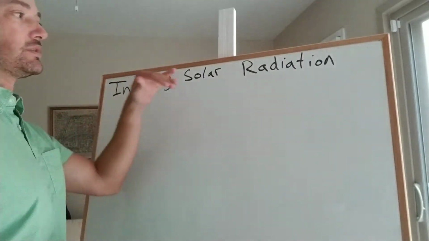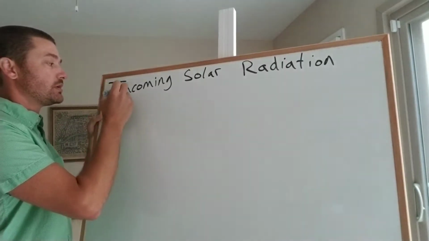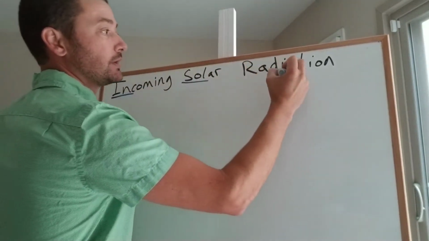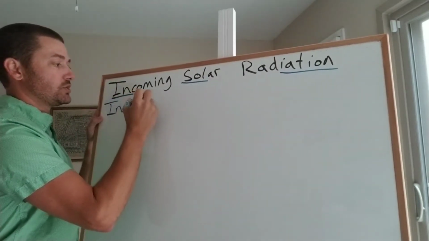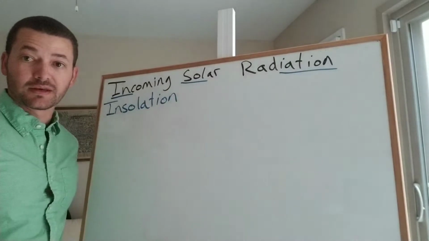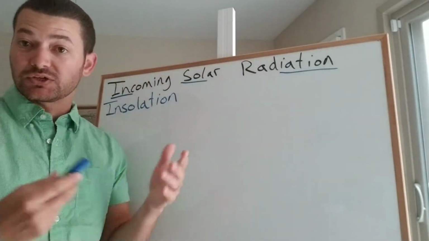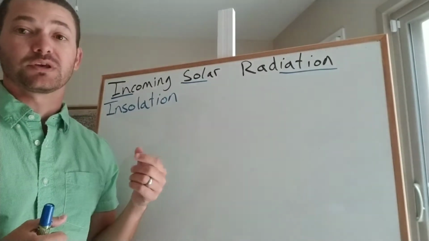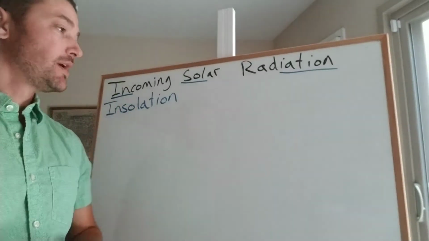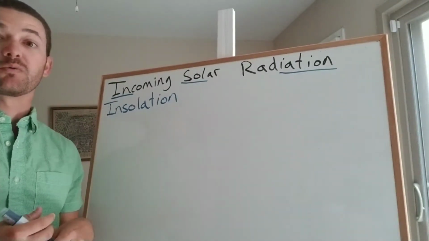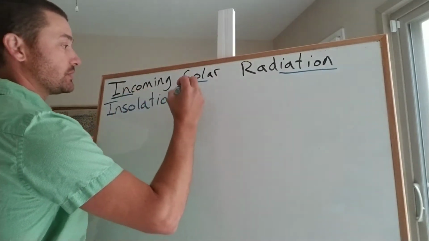So, incoming solar radiation. We can shorten these three words to insolation. So when you see insolation, that is referring to incoming solar radiation, not insulation, that is like the stuff that's in between your walls to keep you hot and cold. Incoming solar radiation. And like I said, in this video we're talking about what happens to it as it approaches Earth's atmosphere and Earth.